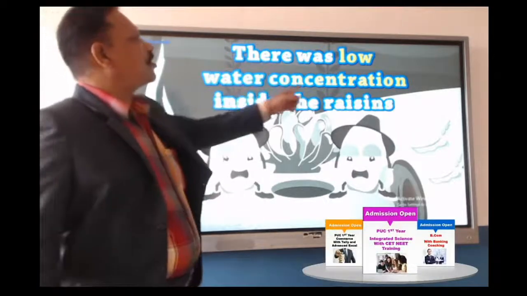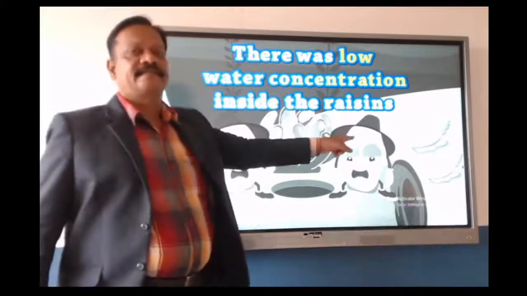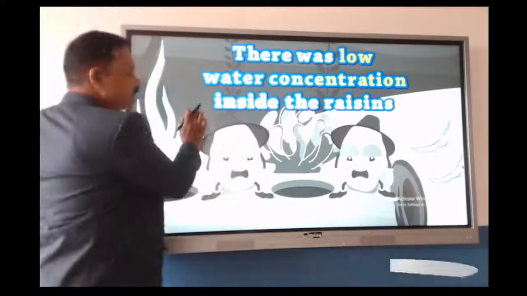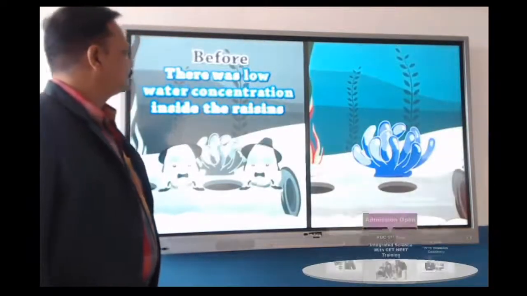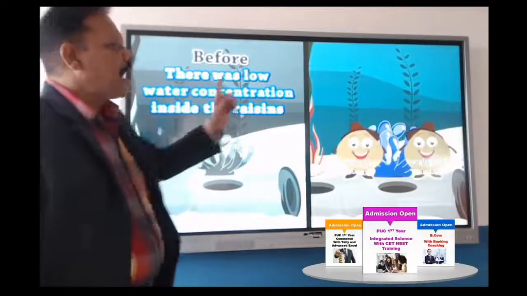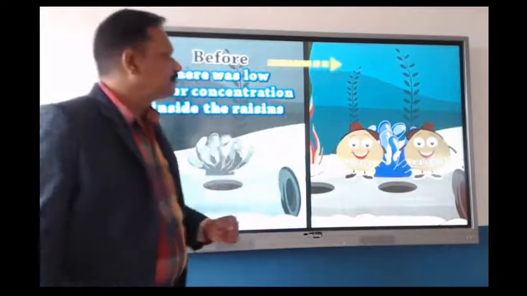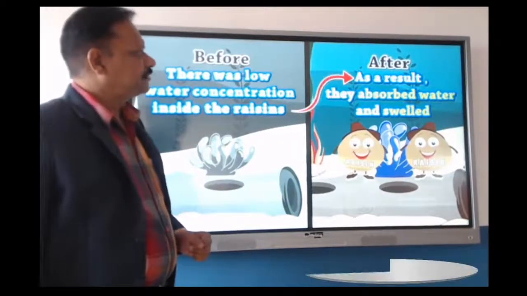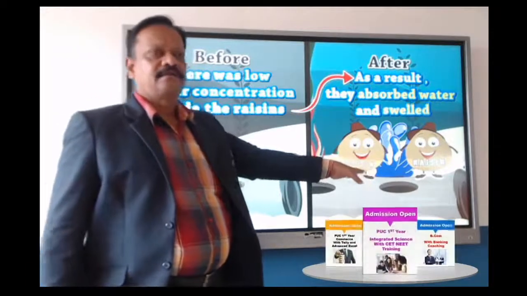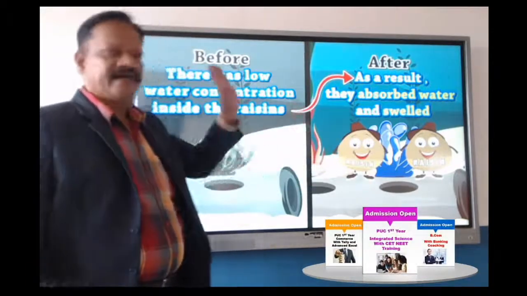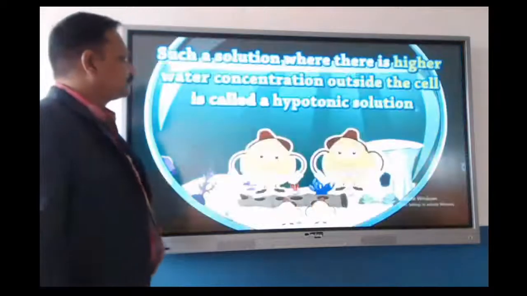There was low water concentration inside the raisins in the beginning. After imbibition, what is happening? Just see. This is before, and after drinking water, see, as a result they absorbed water and swelled. Okay, so the size increased.